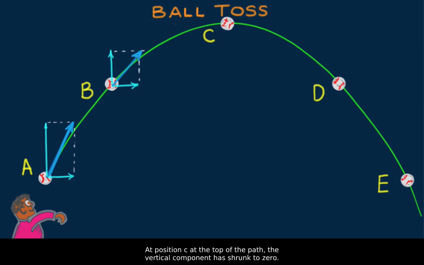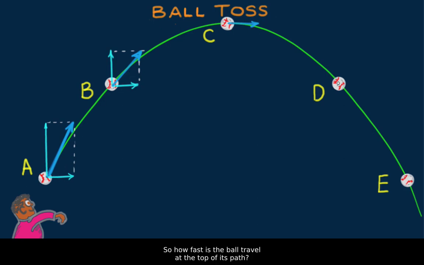At position C, at the top of the path, the vertical component has shrunk to 0. Only the horizontal component remains, which is then the vector for velocity at this highest point. Note that its length is the same as elsewhere.